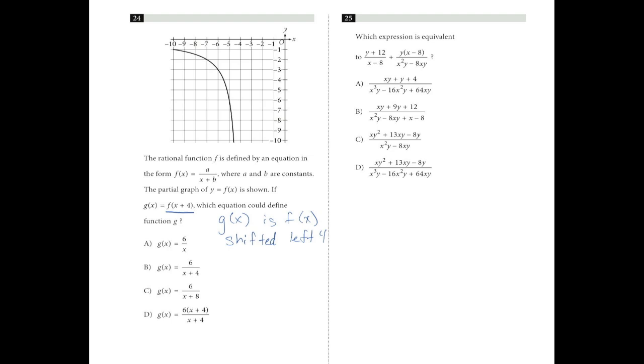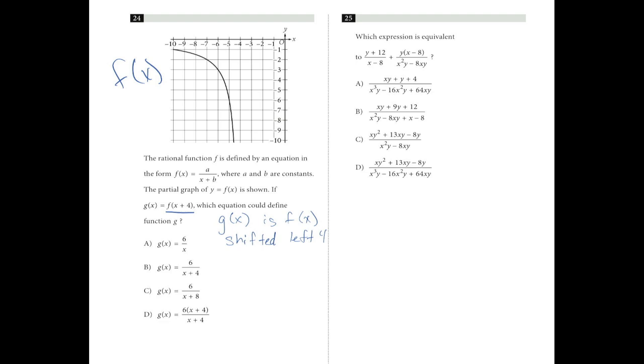So we know up here, this is the graph of f of x. They told us this. The rational function f is defined by the equation, and the partial graph of y equals f of x is shown. So I'm just going to take all of these answers and graph all of them until it looks like the graph we have here, but shifted to the left 4.